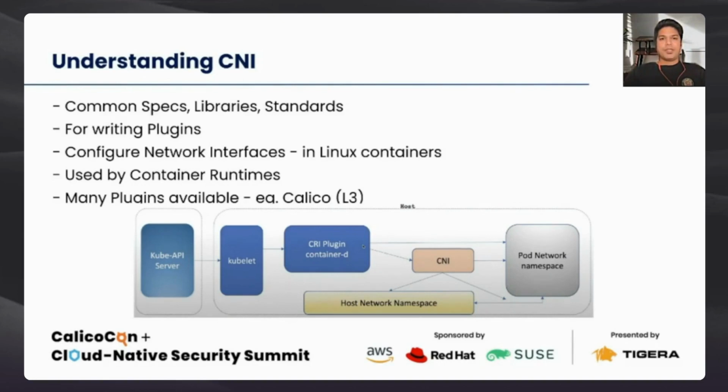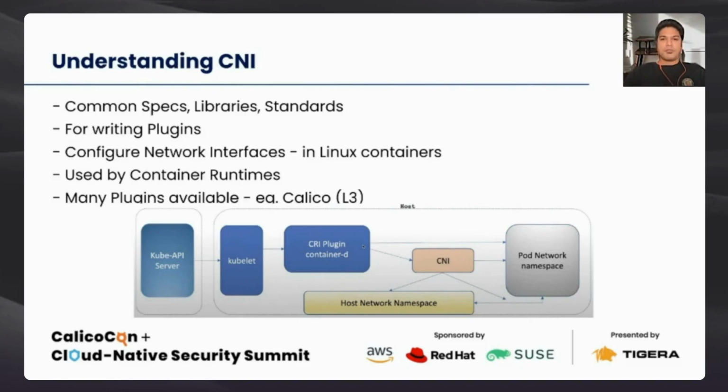Now, why do we need CNI plugins? It is basically needed to configure network interfaces. Since the containers are Linux based, we need network interfaces in Linux containers. That's what the CNI will basically try to solve. So the plugin specification defines an interface for configuring the network, provisioning the IP addresses, and maintaining connectivity with multiple hosts.